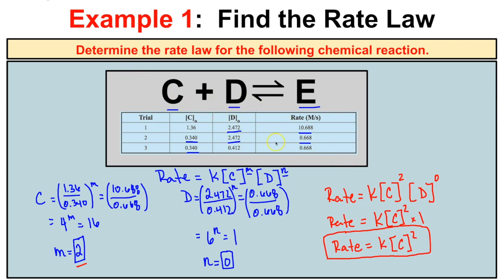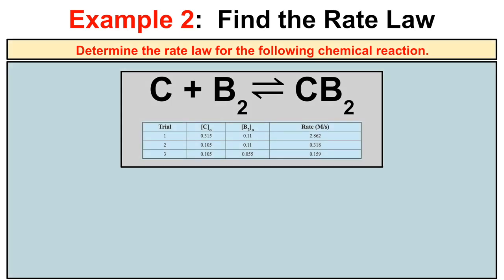Let's take a look at another one. Oh, I'm sorry, last but not least, if we're asked to figure out the order of this entire reaction, 2 plus 0 is 2. So in respect to the entire chemical reaction right here, this is a second order reaction. All right, so in respect to reactant C, it's second order. In respect to reactant D, it's zero order, and the entire chemical reaction is a second order chemical reaction because 2 plus 0 equals 2. Let's take a look at another example.